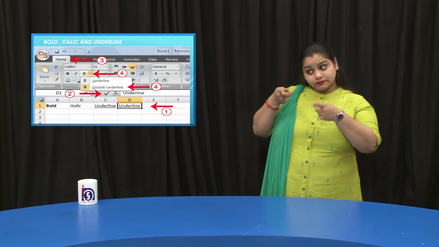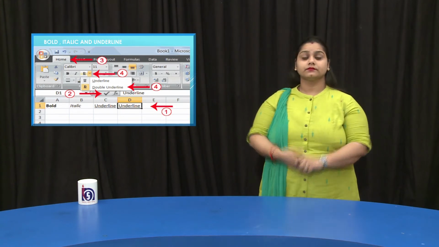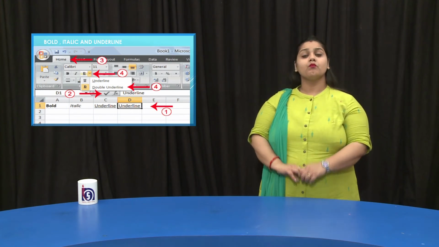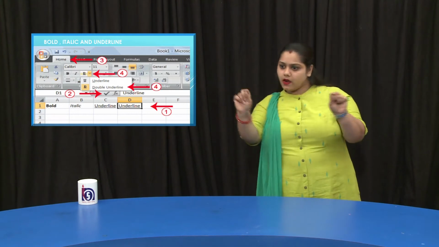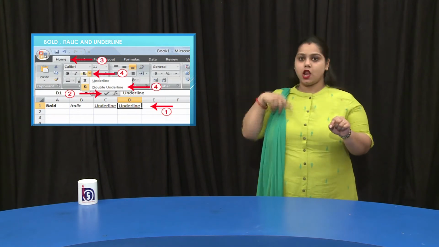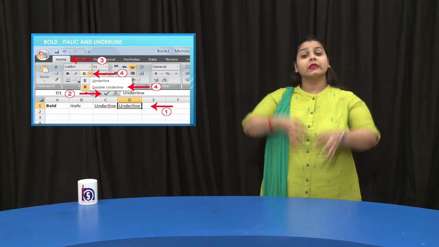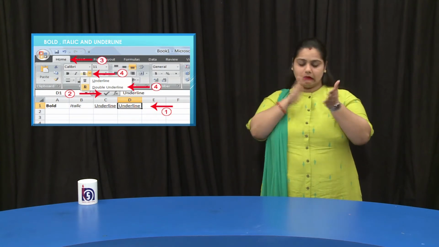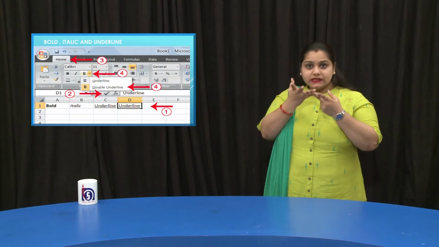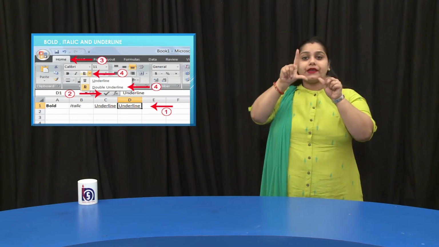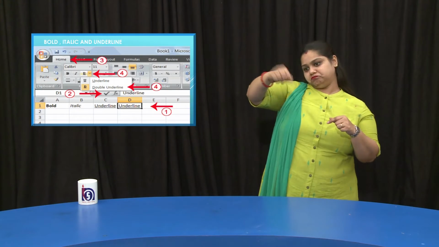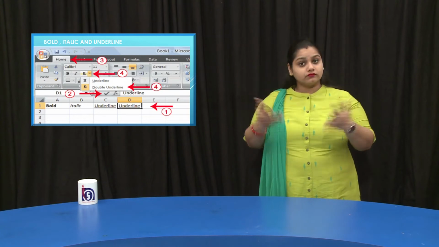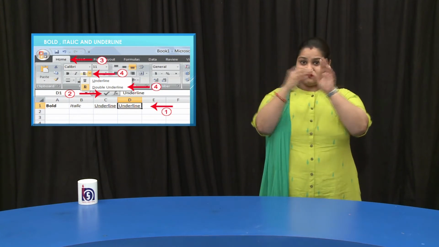Look at this picture. In this picture, bold, italics and underline are used. Example of bold is used for clear, visible in bold letters. Example of italic is used for cursive writing. Example of underline is used for underline the line whatever you select.